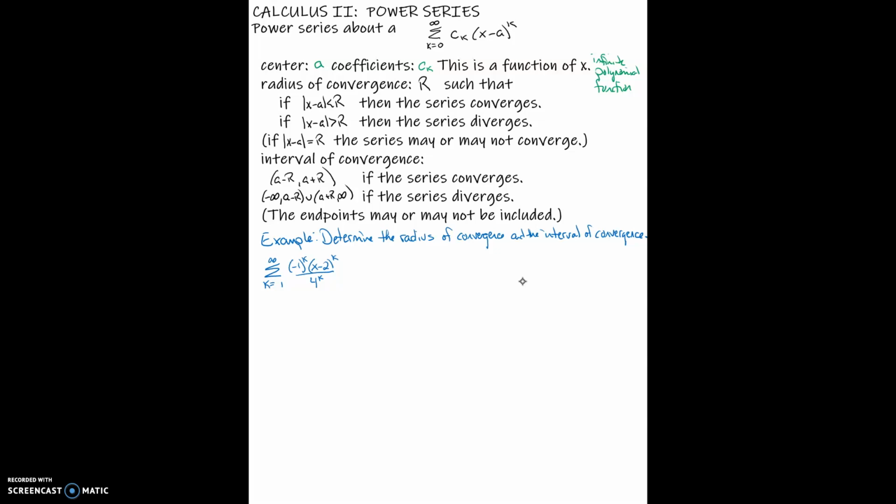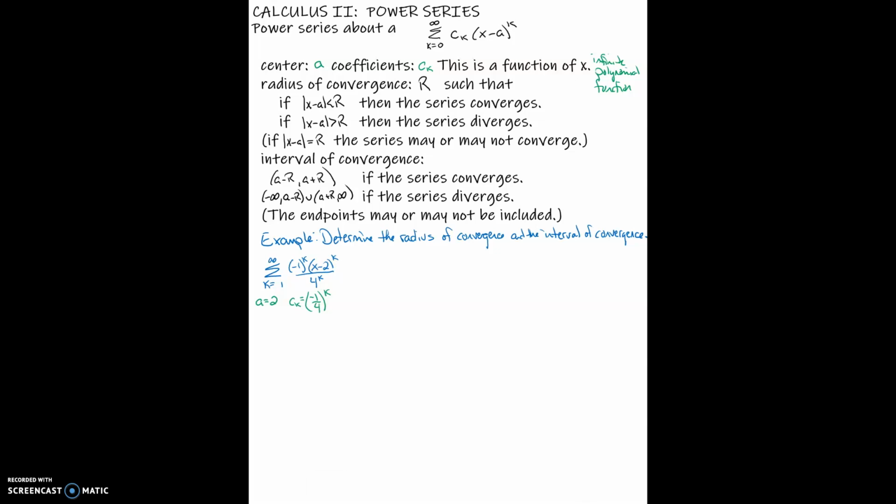Let's try an example. Let's determine the radius of convergence and the interval of convergence for the sum as k goes from 1 to infinity of (negative 1) to the k times (x minus 2) to the k over 4 raised to the k. First thing I want to point out is that the center of this particular series is 2, and the coefficients look like negative 1 over 4 raised to the k. You'll notice the coefficients are in front of this (x minus 2) to the k portion. The rest of it is the coefficient.